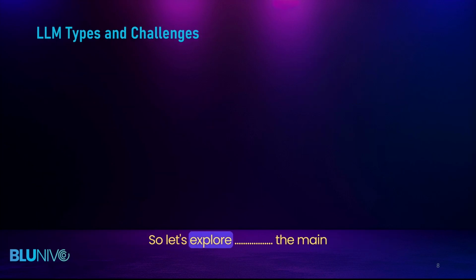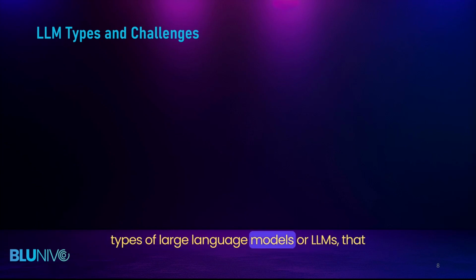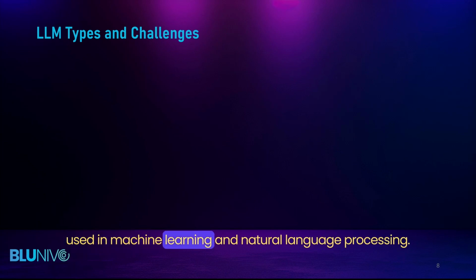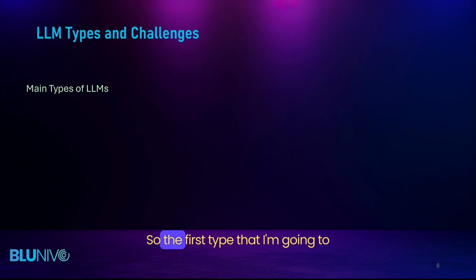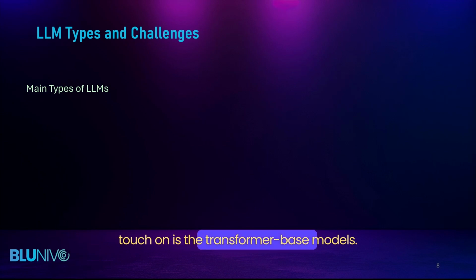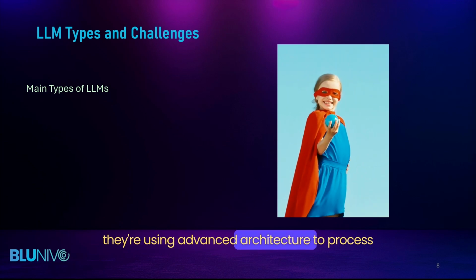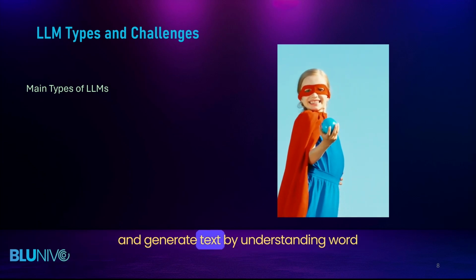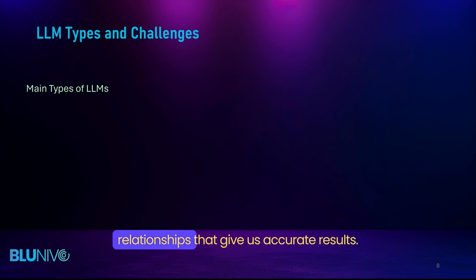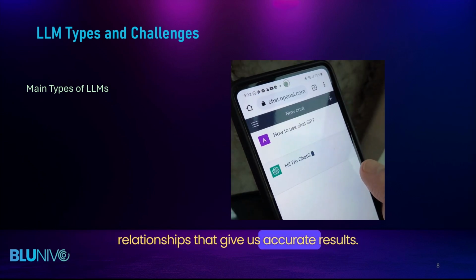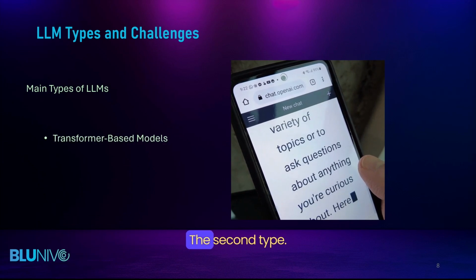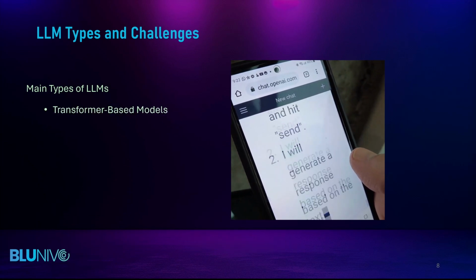So let's explore the main types of large language models, or LLMs, that are used in machine learning and natural language processing. The first type that I'm going to touch on is the transformer based models. These are the superstars because they're using advanced architecture to process and generate text by understanding word relationships that give us accurate results.